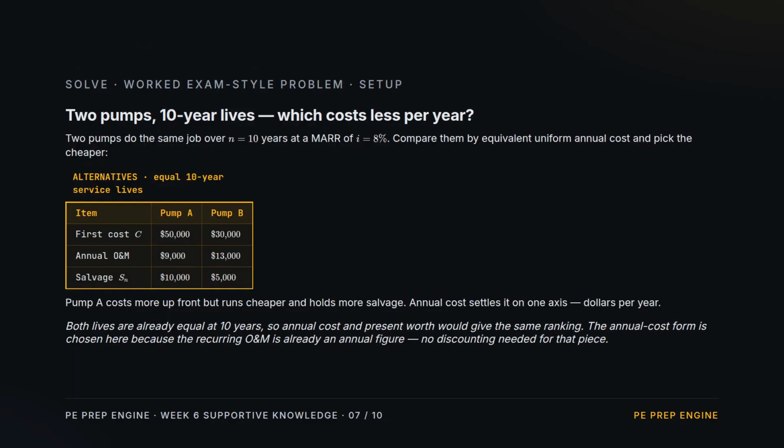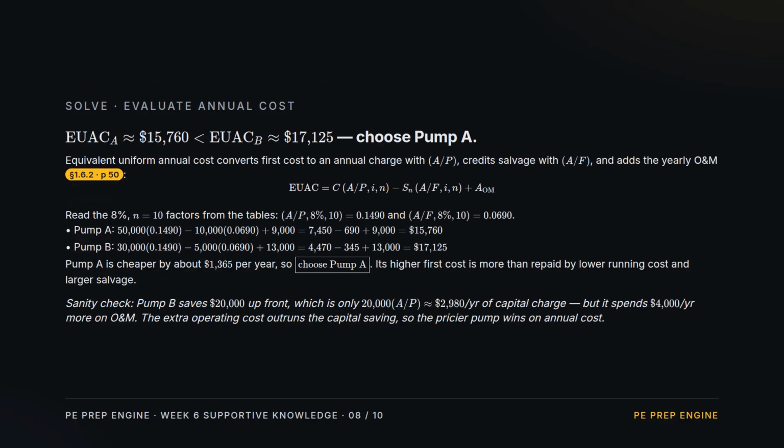Worked problem. 2 pumps do the same job over 10 years at a minimum attractive rate of 8%. Pump A costs $50,000 upfront, $9,000 a year to run, and keeps $10,000 salvage. Pump B is cheaper to buy at $30,000, but costs $13,000 a year and salvages $5,000. Equal 10-year lives, so compare them on annual cost and pick the lower. Annual cost converts first cost to a yearly charge with the capital recovery factor, credits salvage with the sinking fund factor, and adds the yearly maintenance.